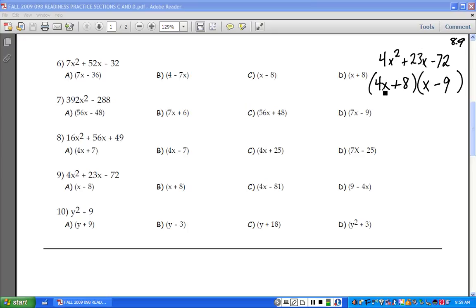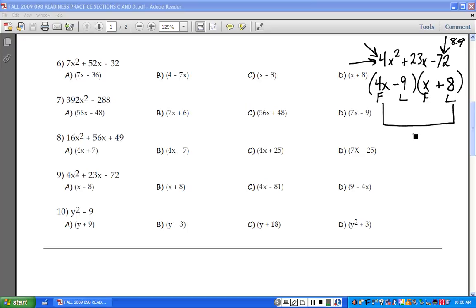Alright, so I'm going to keep my 4x and my x for my 4x squared. And I'm going to work with my 8 and my 9. And actually, I like my 8 and my 9. I just want to change positions of them. So let me move these two guys. Let me put my minus 9 here and my plus 8 over here. So now first times first, again, still gives me my first. Last, negative 9 times last, positive 8, gives me my last, which is a negative 72.